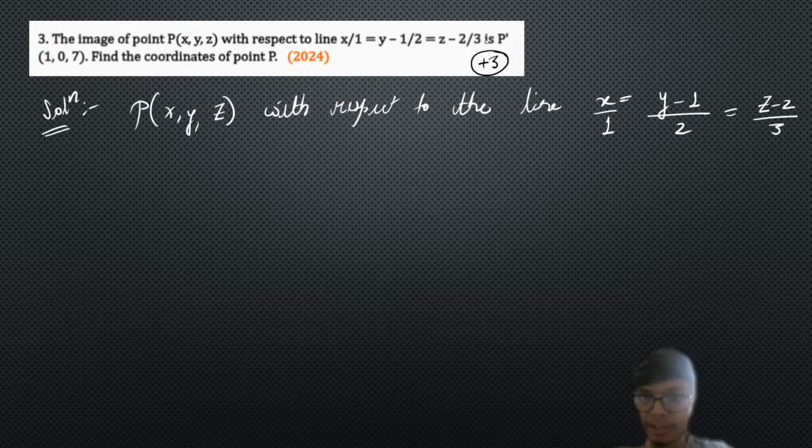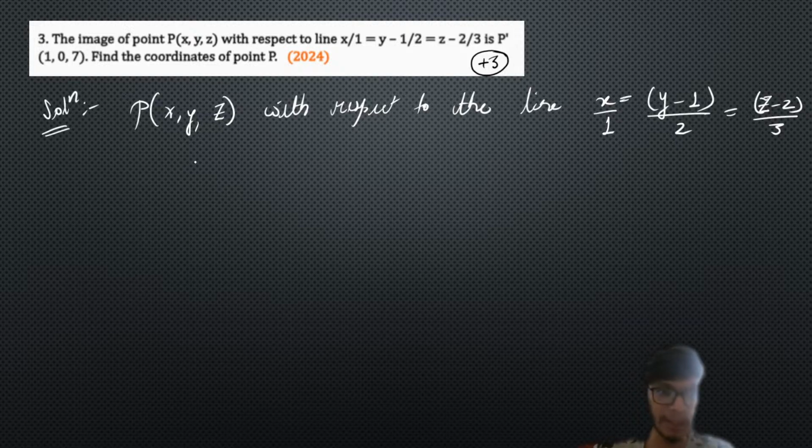Please don't consider z minus 2 by 3 as 2 by 3, it's actually written as z minus 2 divided by 3. So please just try to avoid the way it's written in the problem. I hope this particular thing is simple, right?